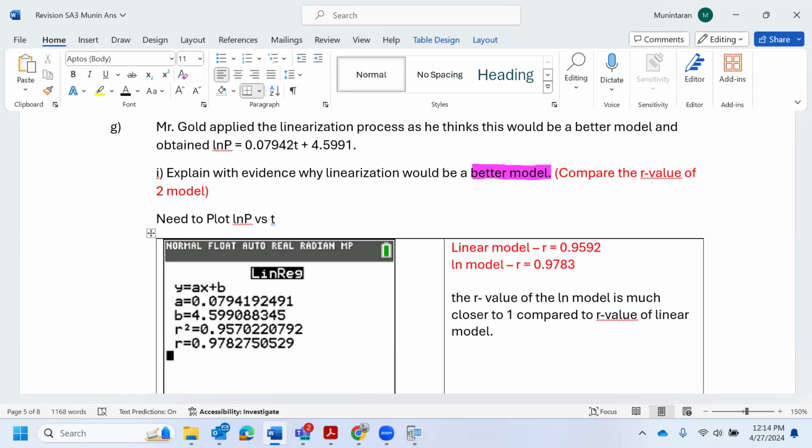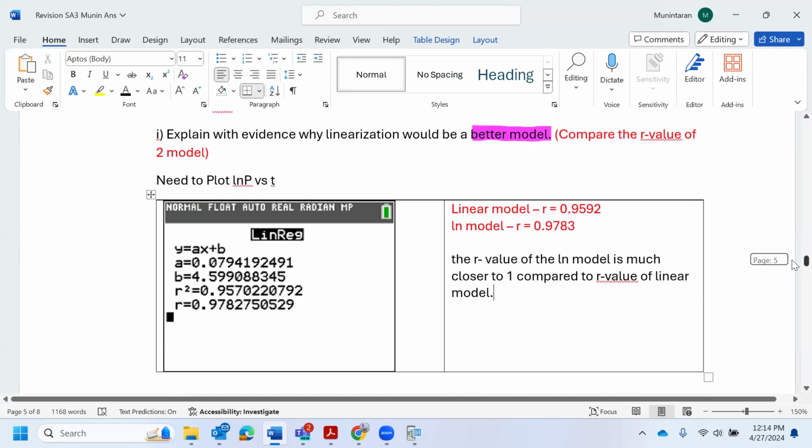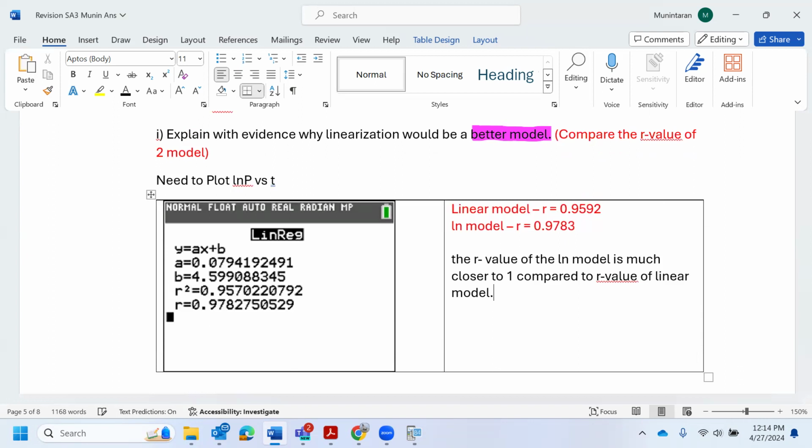That's one. Or you also can say, I'm just going to write it down. You also can say that 0.9783 is indeed greater than 0.9592. Okay, it's indeed greater.